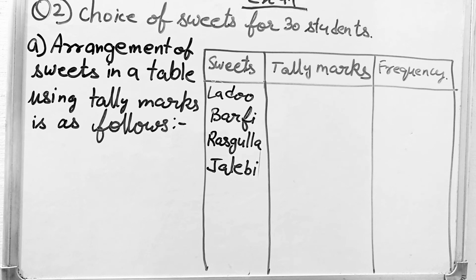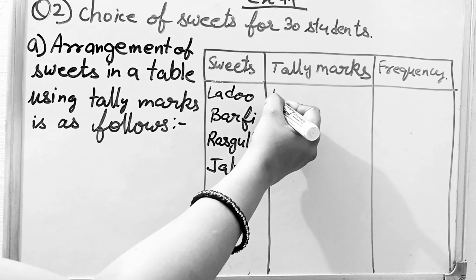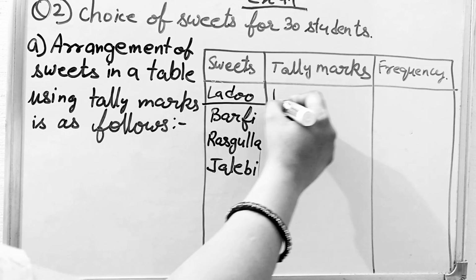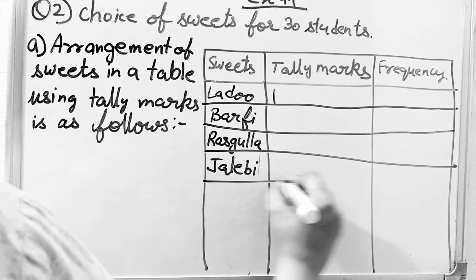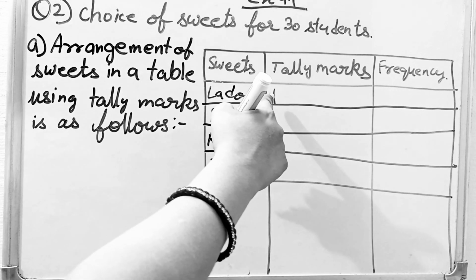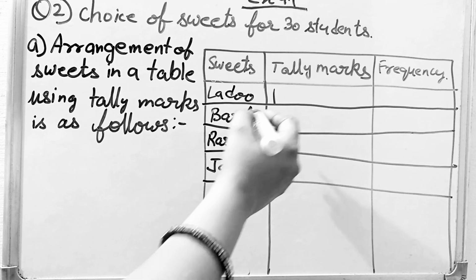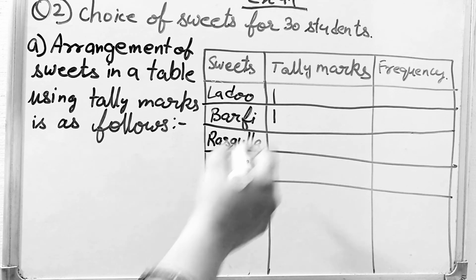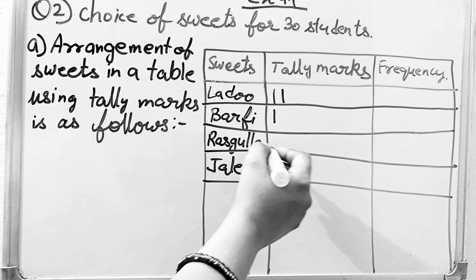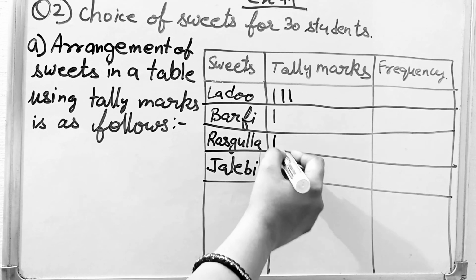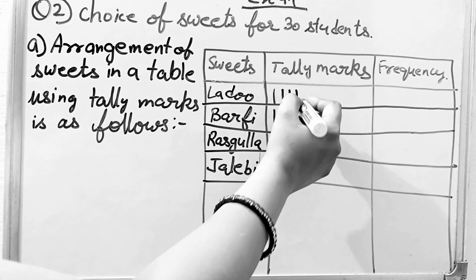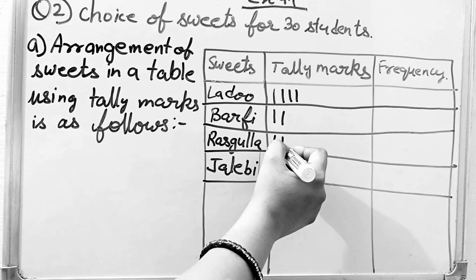Right? So we will go through the data one by one and put our tallymarks. So the first choice is laddu. So the first tallymark will go for laddu. So this is our first row. This is the first tallymark. The second choice is barfi. So the next tallymark will come here. Then it is laddu. Then it is jalebi. Again laddu. Then rasgulla, jalebi, laddu, barfi, rasgulla, laddu.